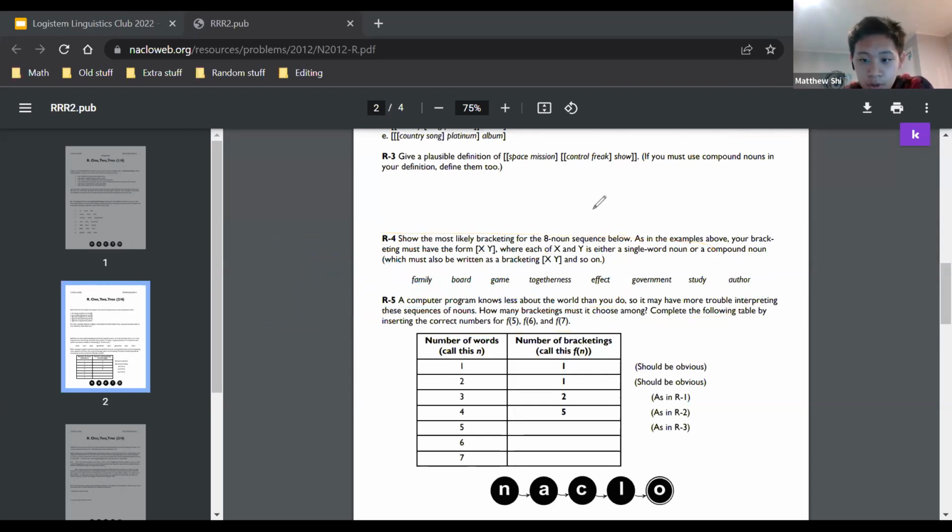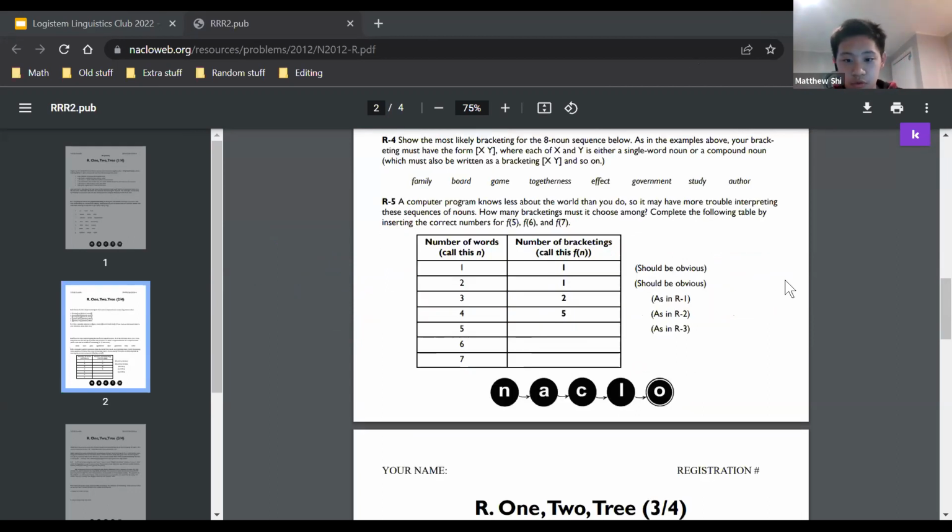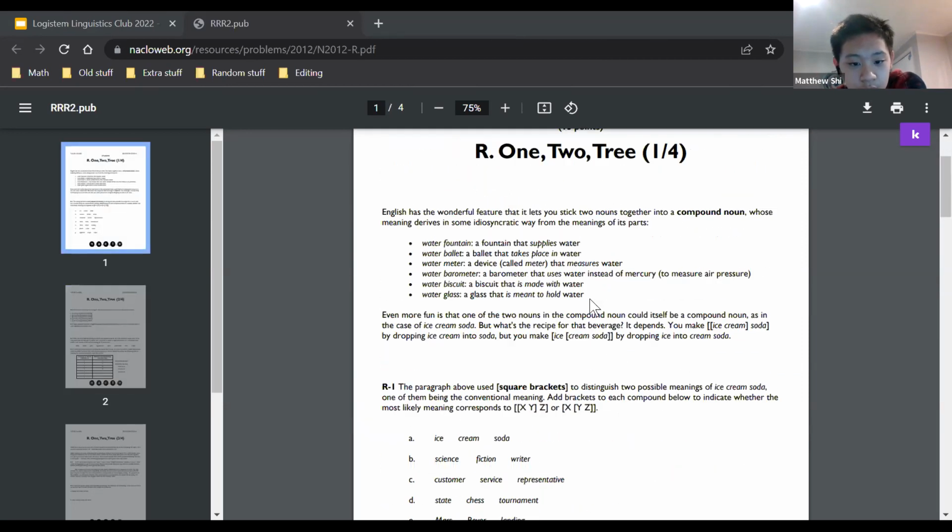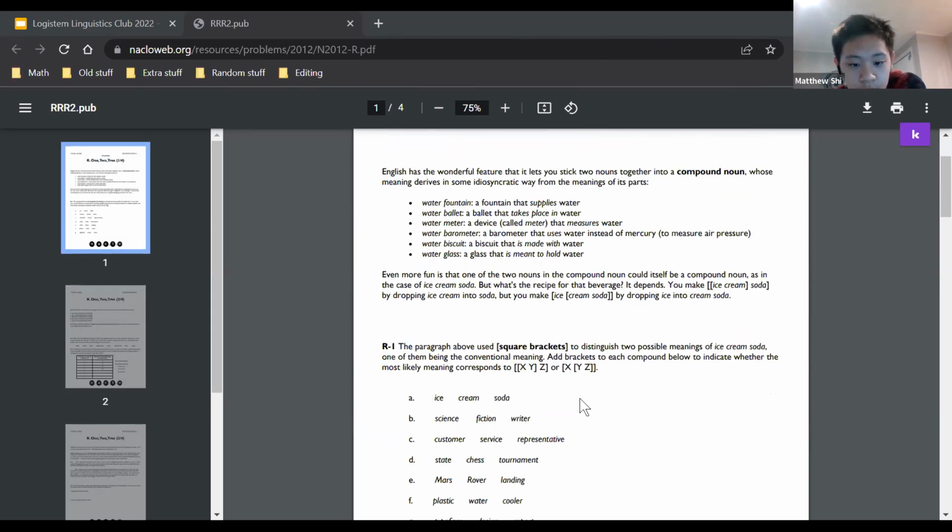All right. So a computer program knows less about the world than you do, so it may have more trouble interpreting these sequences of nouns. How many bracketings must it choose among? Complete the following table by inserting the correct numbers for 5, 6, and 7 words. So one word, of course, you can only have one. Two words, you want to make compound nouns, so you can only have one. Three words, there's two possible ways, which is shown in R1, like this.